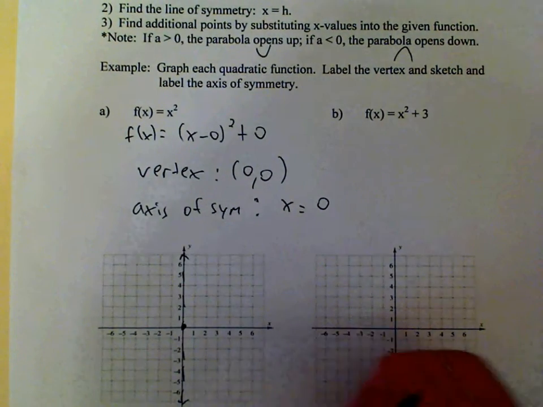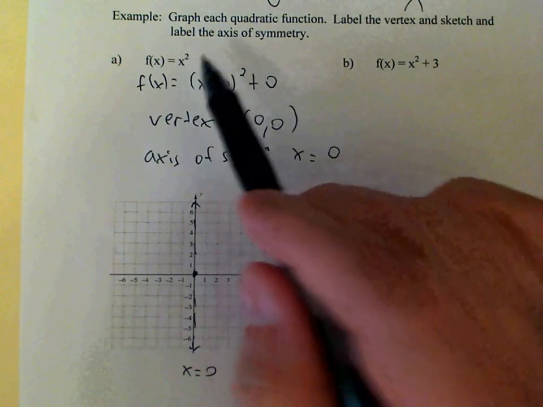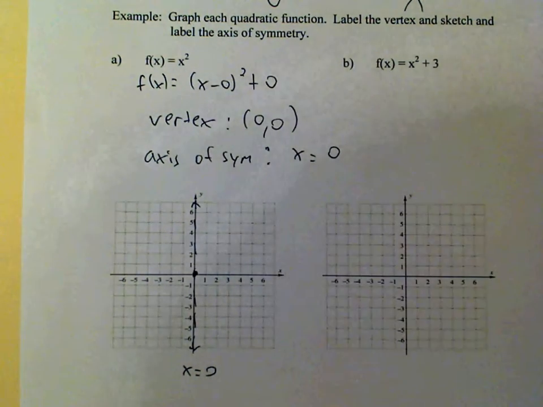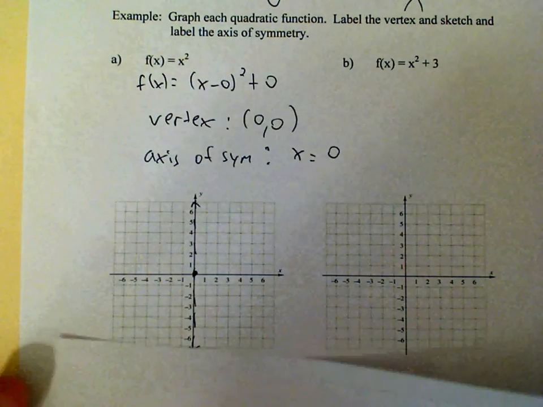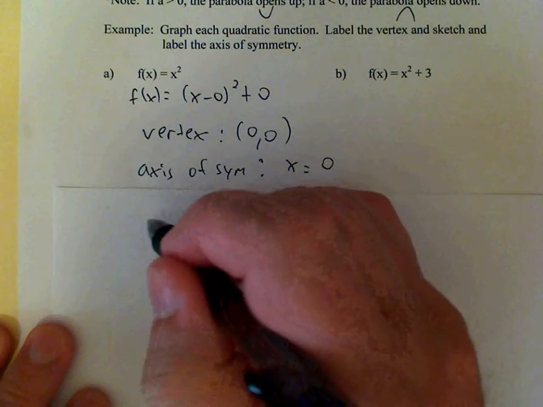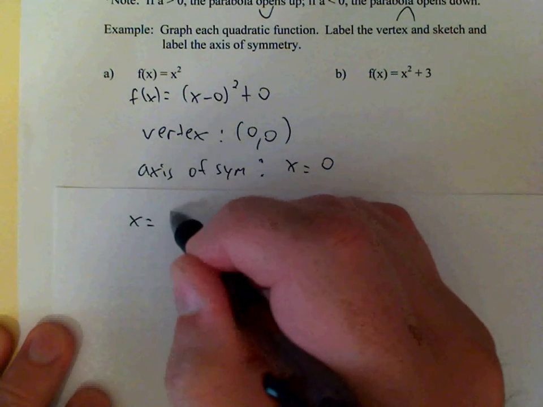And something else to keep in mind, since the number in front of x squared is positive, that means the parabola is going to open upward. So we're going to find some other points just so we can be a little bit more accurate before we do anything. When I start making some other points, I'm just going to let x be whatever I want. I'm going to make maybe 4 points, 2 at a time.